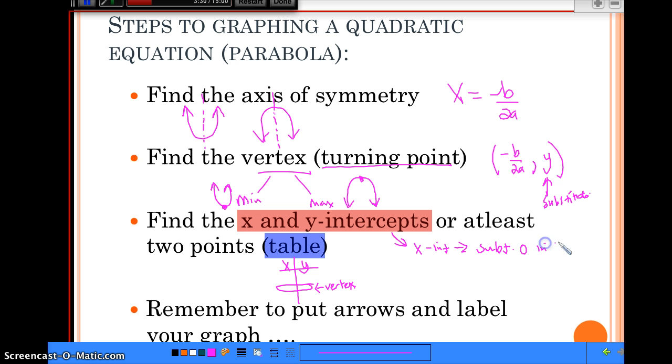0 in for y, and plot that point. To find the y-intercept, you do the opposite. You substitute 0 in for x and find that point and plot it. Don't forget to put arrows on it because we know it goes on to infinity, and don't forget to label it with the original equation. Okay, we're going to go ahead and do one together right now.